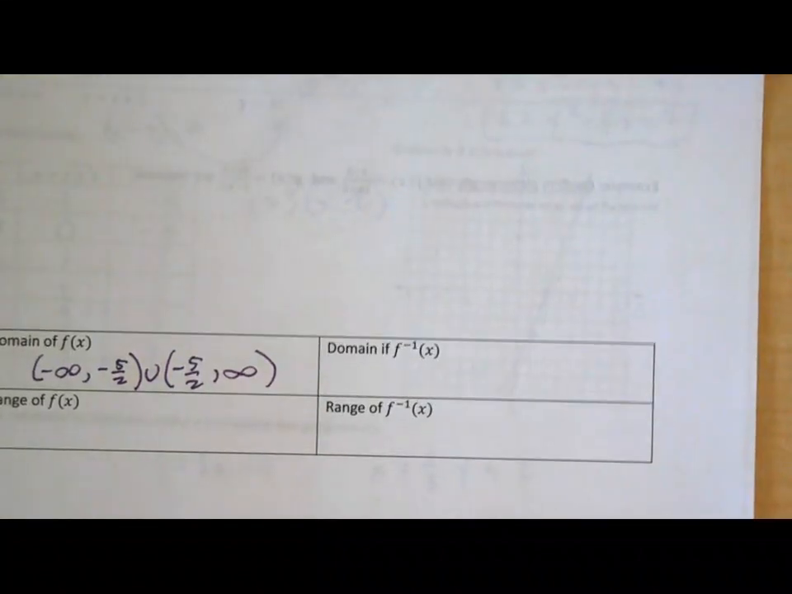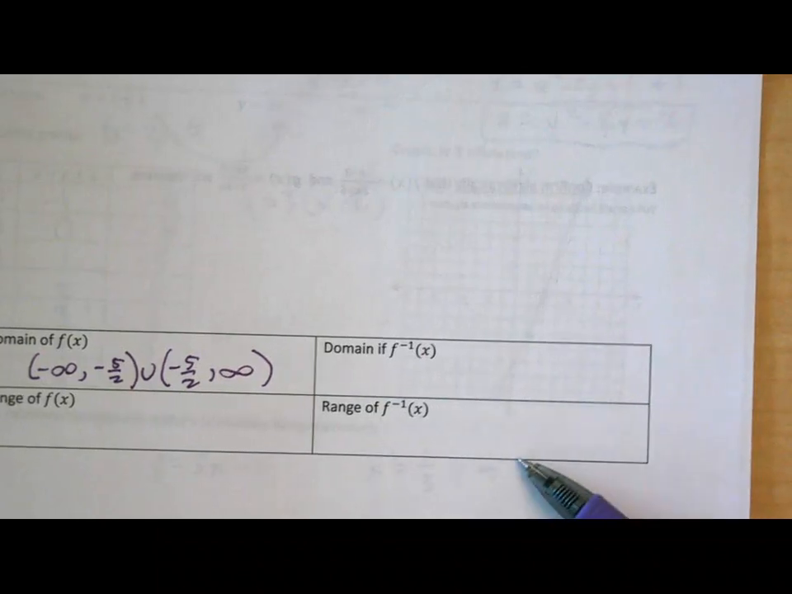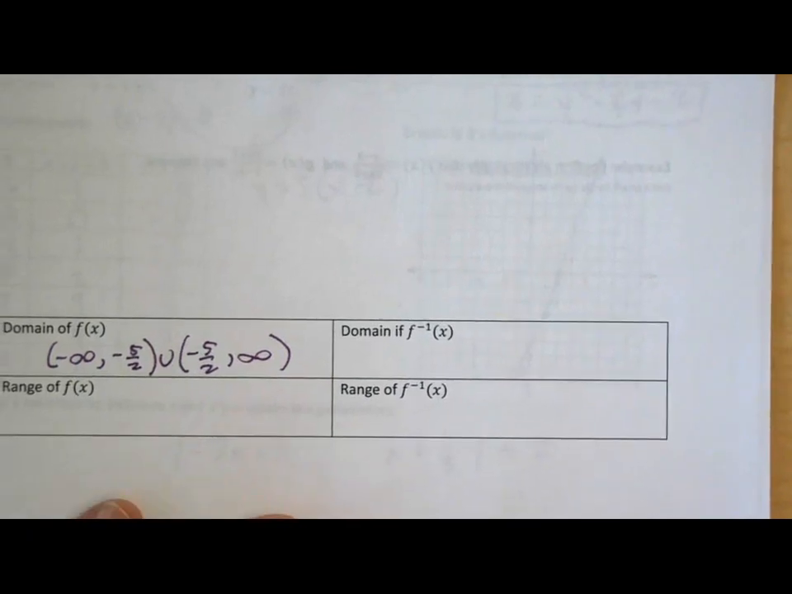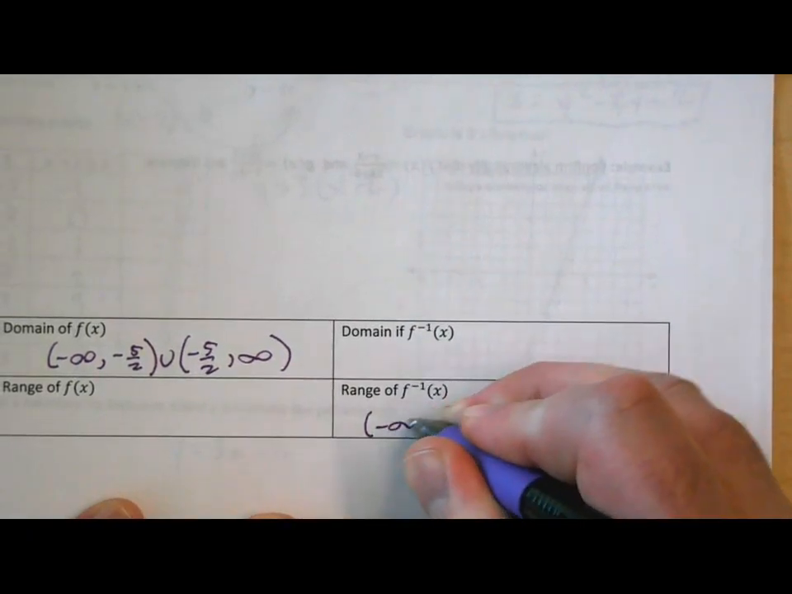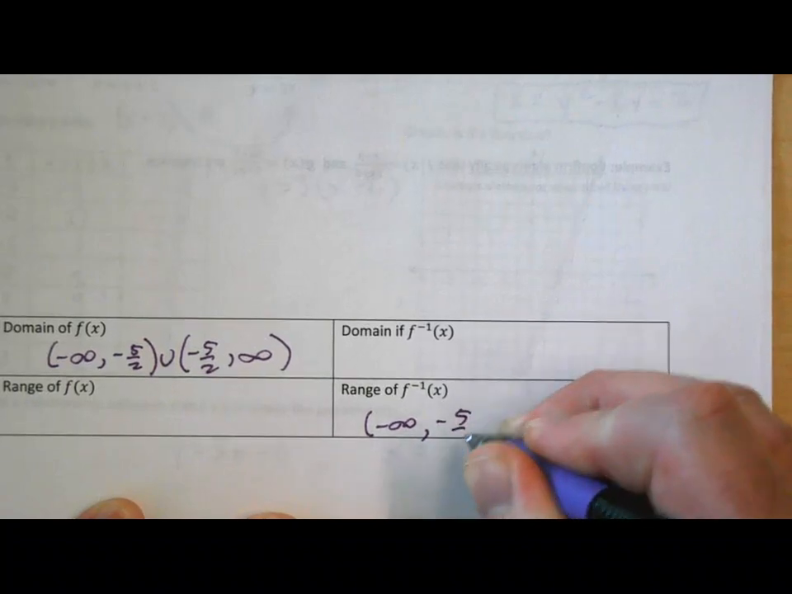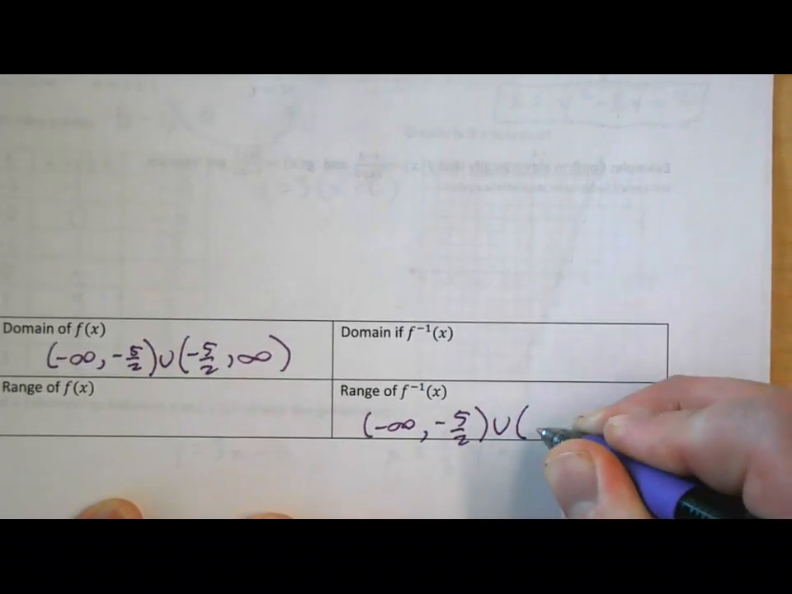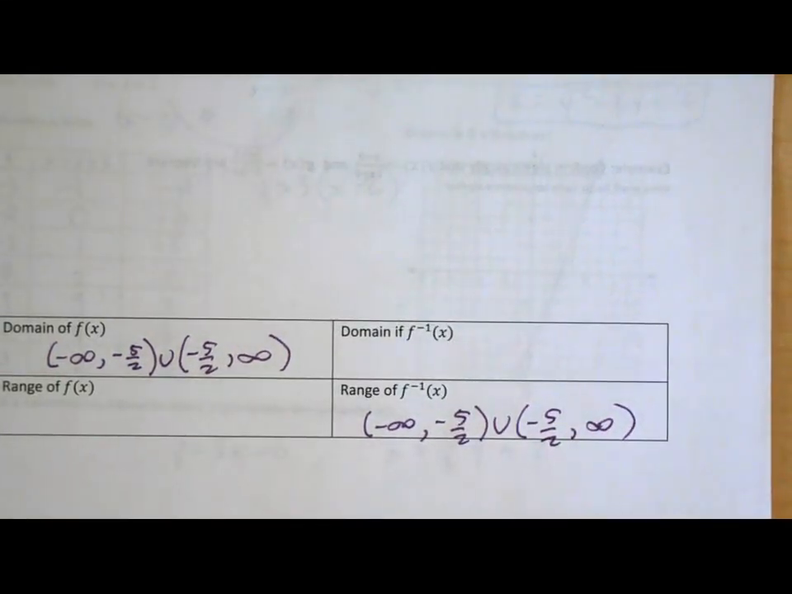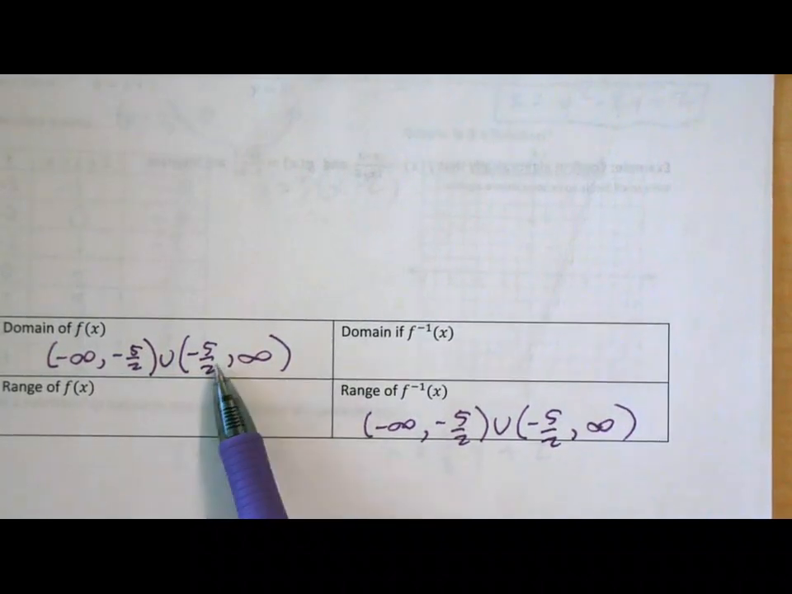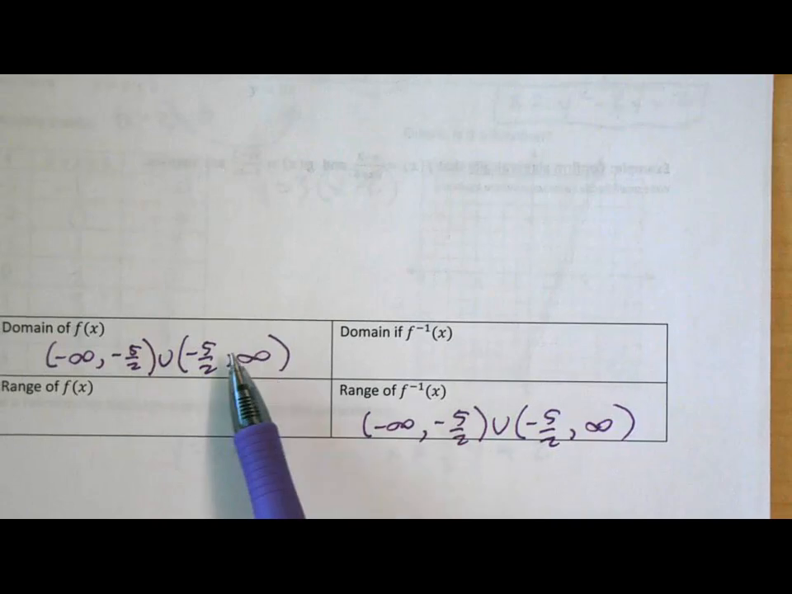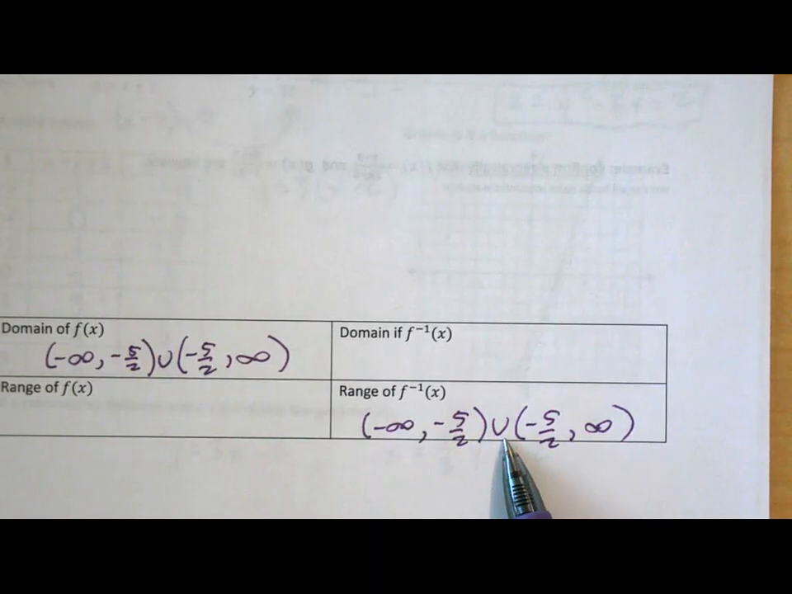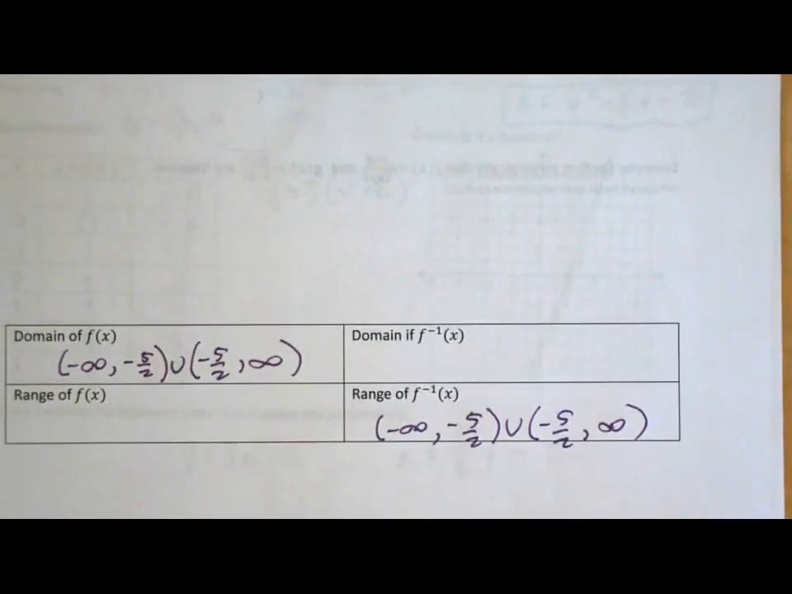Does that help you fill out anything else in the table here? Yes, indeed, because the domain of the original should match the range of the inverse. So let's go ahead and copy it over here. We'll have a problem very similar to this on our test. And the way I'll grade this, if you make a mistake on the domain, but you've copied the same wrong answer down for the range, I'm going to give you points for knowing that these two things go together. Does that make sense?